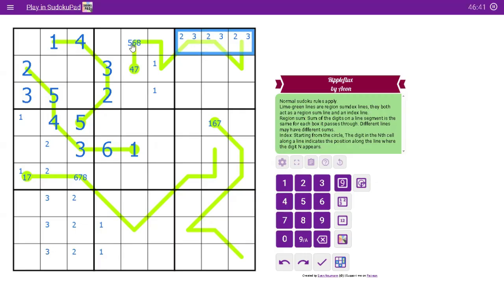Which means this is the 5th position, the 6th position, and the 8th position. So that puts a 5, 6, or 8 here. You can't put a 7. I don't think you can put a 7 there, because that would say write 2 or 3 here. So that's not possible.